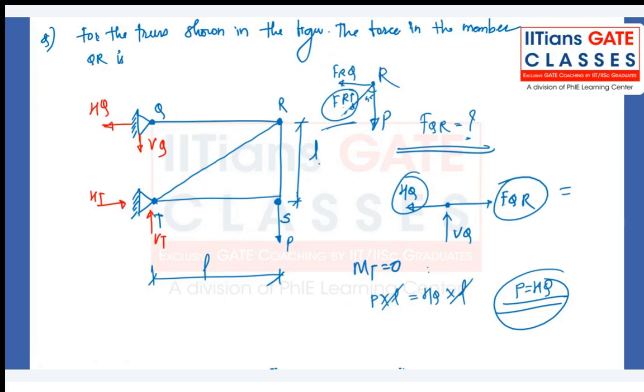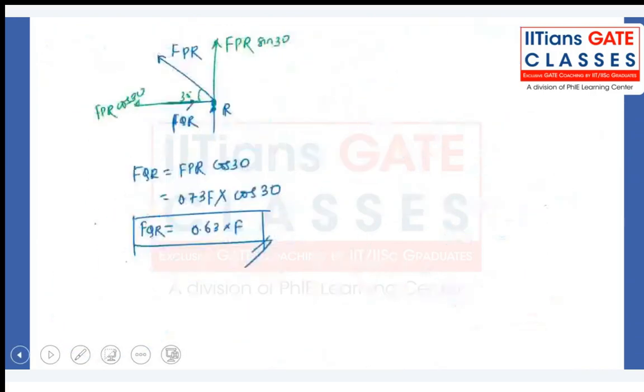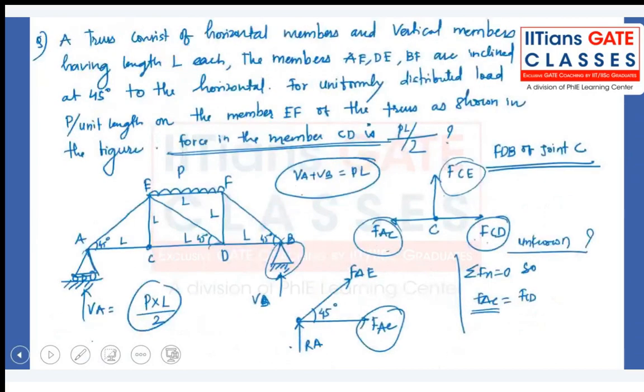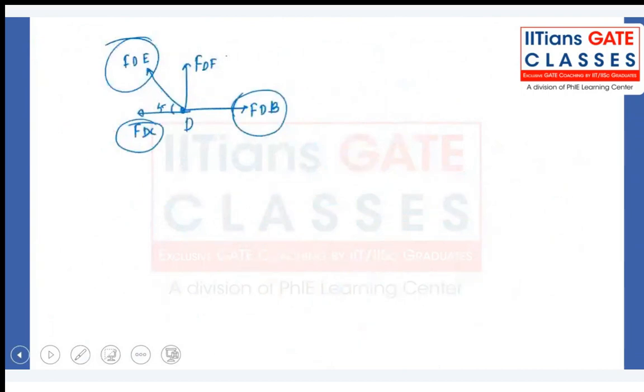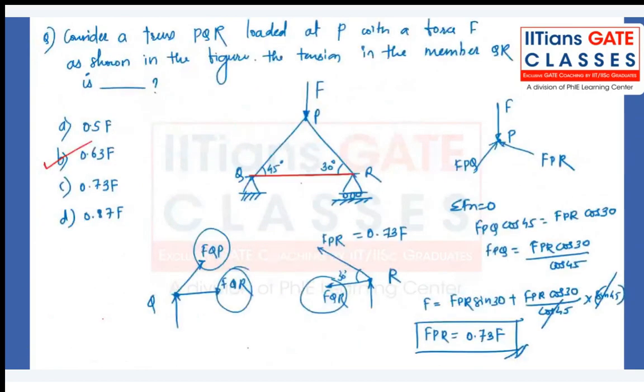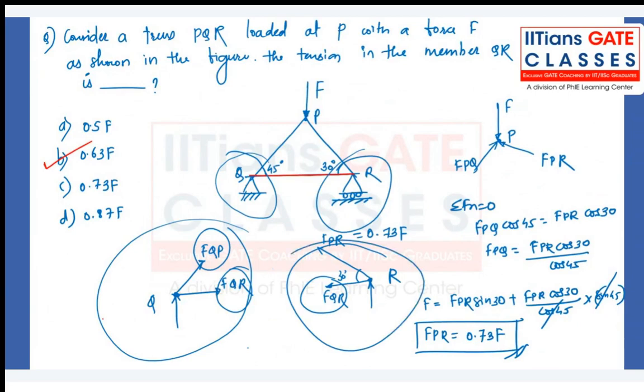In each problem, I'm saying the same thing: if you remember, in all the problems where we are supposed to find the force, either we can draw the free body diagram of Q or the free body diagram of R, where QR is the member. The same approach we are following everywhere, but ultimately it's a choice of everyone which you feel easier.